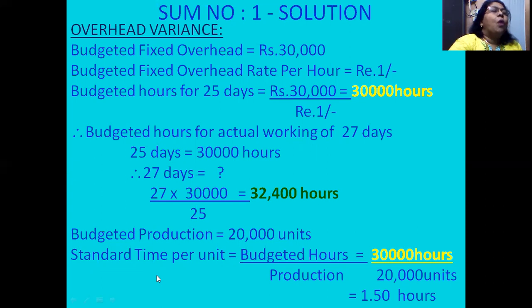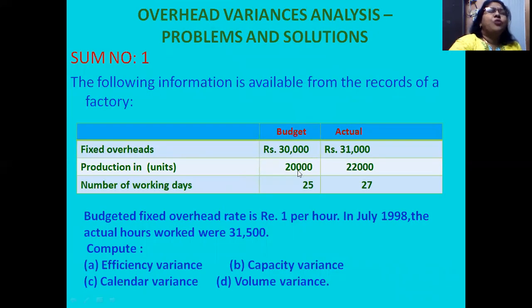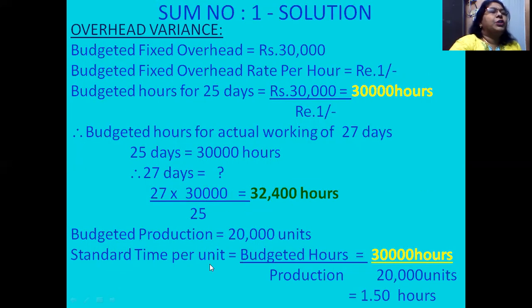Next we'll calculate the standard time per unit. How do I calculate the standard time per unit? Let me take the budgeted production, which is given in the problem as 20,000 units. Check it out, the budgeted production was 20,000 units. Using this information, we'll be able to calculate the standard time per unit, I mean, the time required as per the standard for producing one unit.